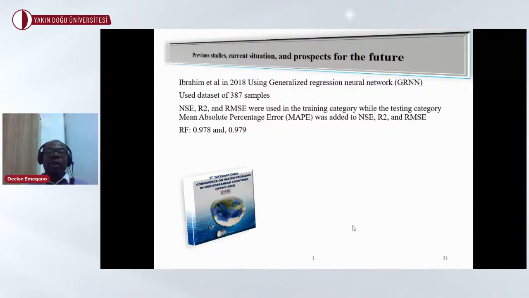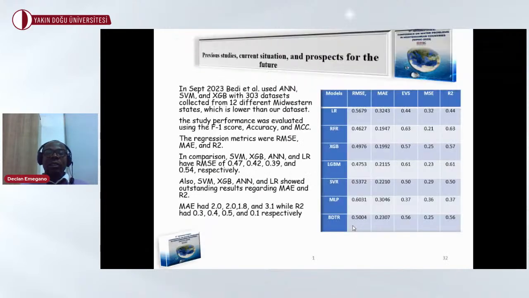When we compared it, we found there was a study done by Ibrahim, but Ibrahim used 387 data sets, and in his study he used a generalized regression network, which gave similar values. He got 0.9 for his random forest, compared to our study, so this is a bit far from this study. Another study we used to compare how robust our work was is the work by Bedi et al. in September 2023. It was a recent work whereby he used 303 data sets, which is similar to us.